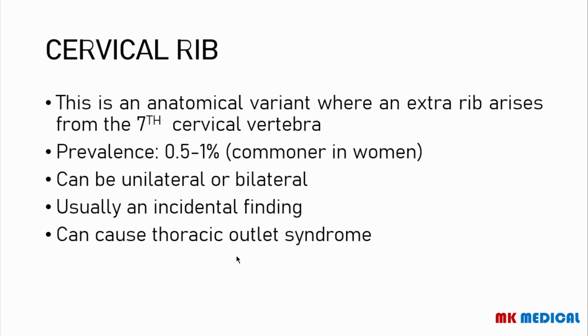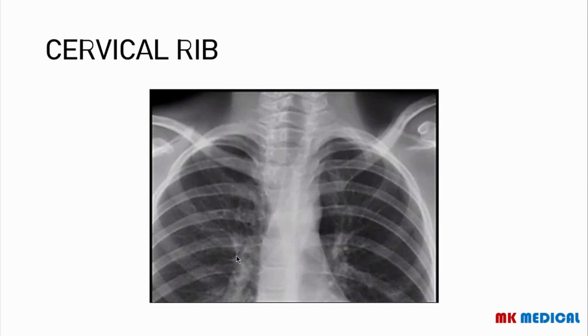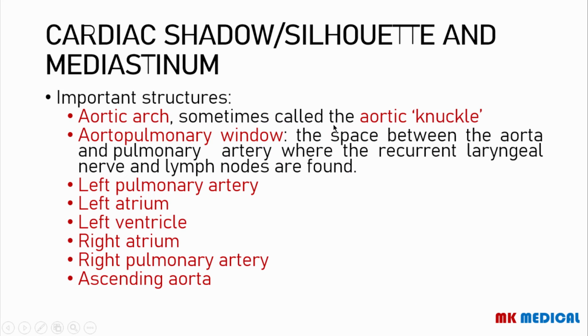So moving on to the last pathology affecting the bones, sometimes you may have a cervical rib, which is usually just an extra rib arising from the cervical vertebra. It's much more common in women, about 0.5 to 1%, and it can be unilateral on one side or bilateral, both sides. Often it is an incidental finding, but it can cause thoracic outlet obstruction or thoracic outlet syndrome.